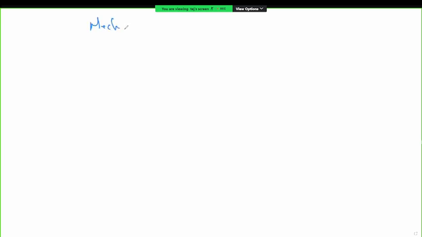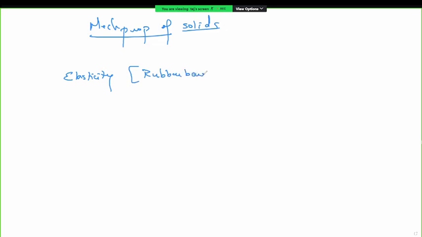Mechanical properties of solids. Now understand, the first concept you are supposed to learn is something called elasticity. Elasticity. Best example, more than trying to use a textbook definition or whatever, use a rubber band example. The rubber band example is the best among them. So right now, get used to the language I'm trying to use.